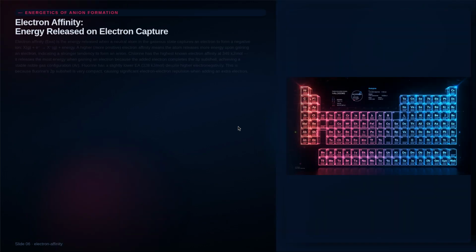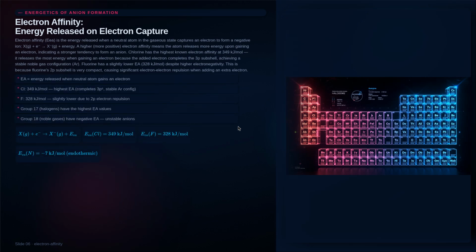in the periodic table. Electron affinity is the energy released when a neutral atom in the gaseous state captures an electron to form a negative ion. The general reaction is X gas plus an electron produces X minus gas plus energy. Chlorine has the highest known electron affinity at 349 kilojoules per mole.